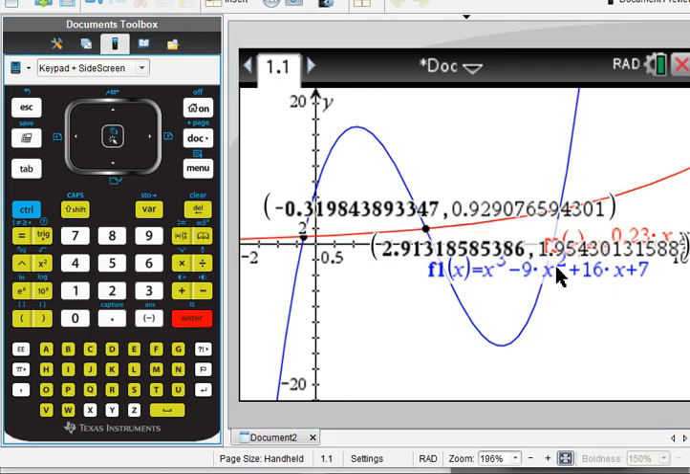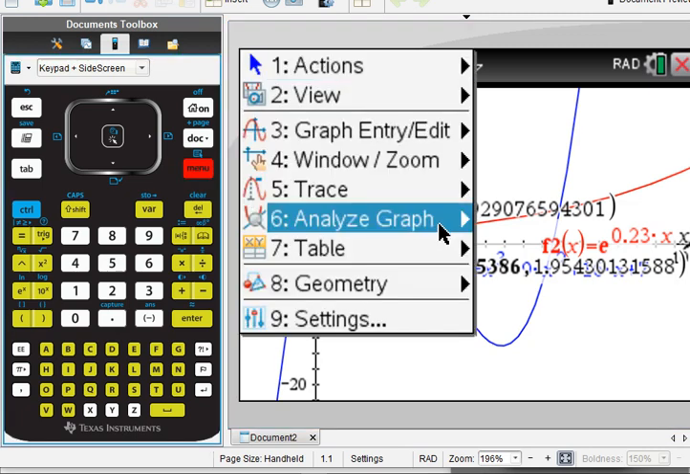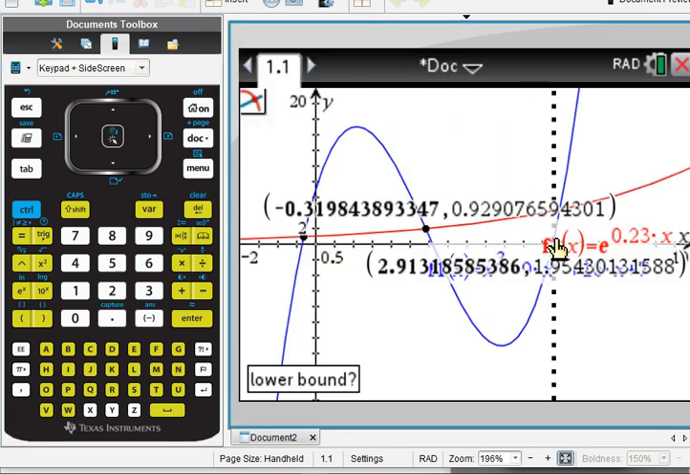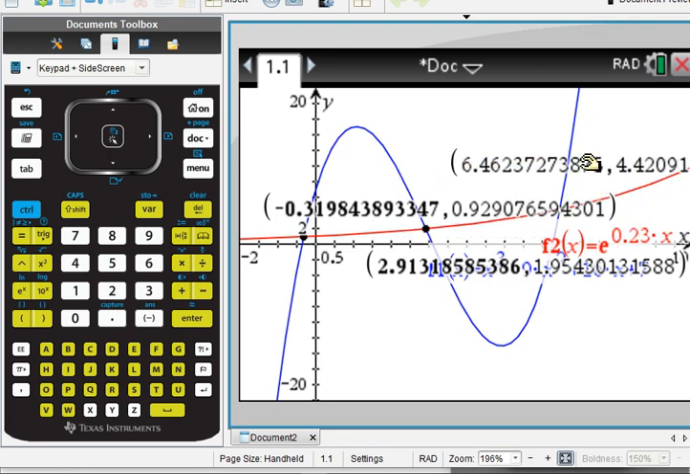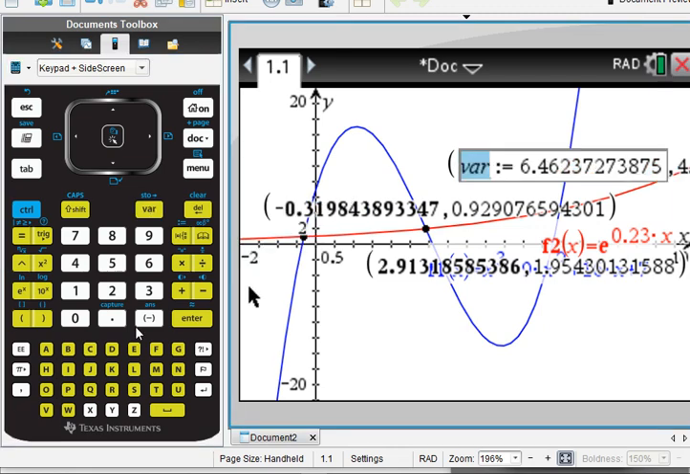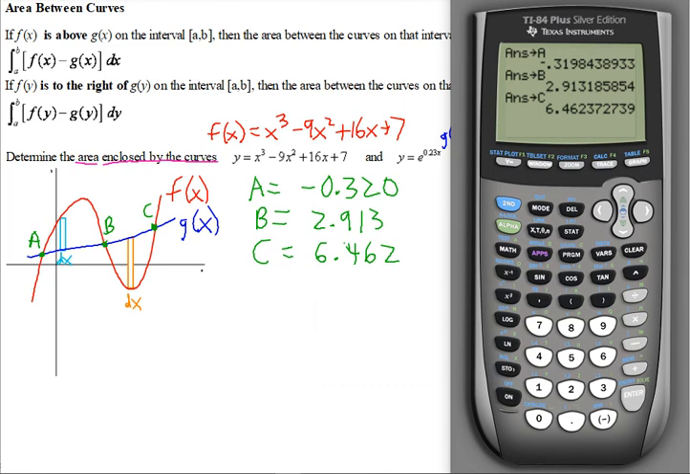And one more, and you can move these so they don't get in the way there. Menu, analyze graph, intersection. Lower bound to the left of this one, upper bound to the right of it. And there it is right there. So let's highlight the x coordinate. Variable, store as C. And let's write down our integral on paper now.